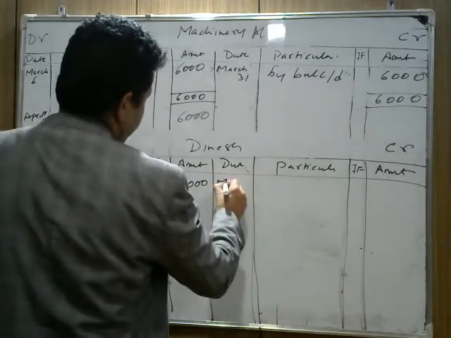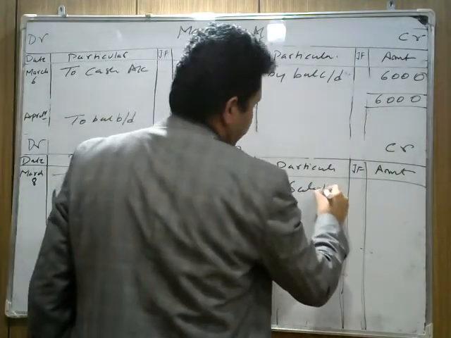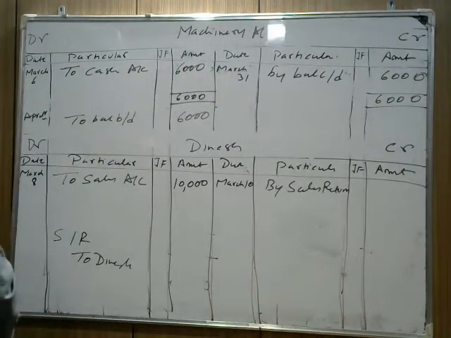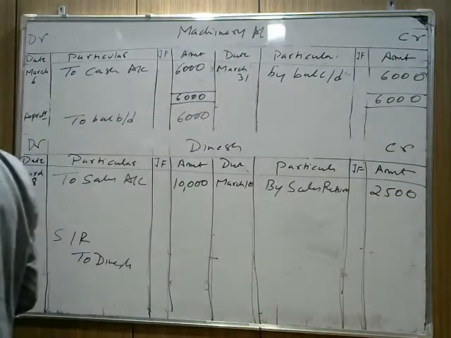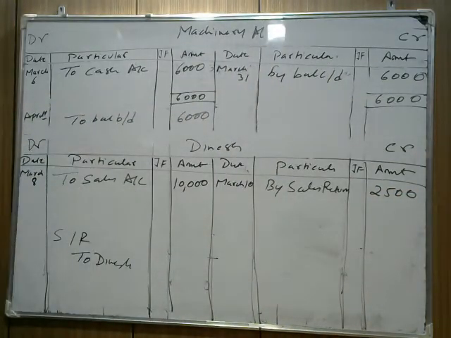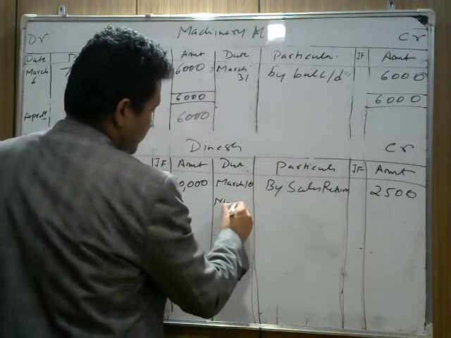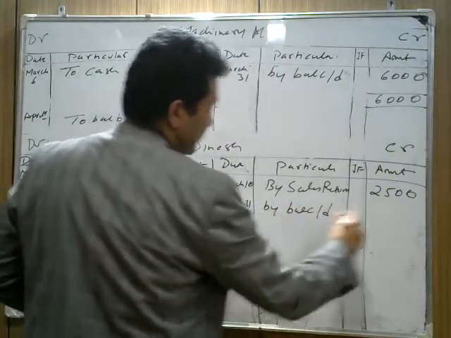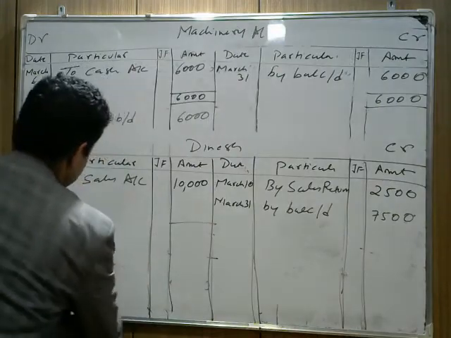We write March 10th by sales return account, and the amount of sales return is 2,500. Okay, and how much balance is still left? अभी दिनेश से हमें कितना पैसा लेना बाकी है, so right here March 31st by balance c/d. It means दिनेश ने अभी हमें 7,500 पे करने हैं. With balance, the total is 10,000.